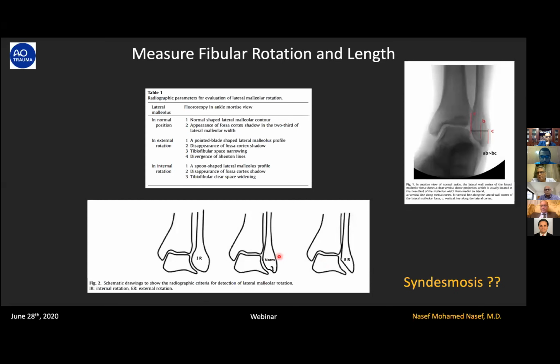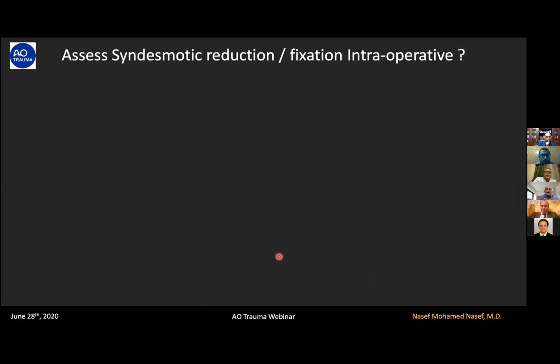And okay, so now we know the fibula, rotation and length. What about the syndesmosis? How can I assess the syndesmotic reduction and fixation intra-op? And this is always a question for us foot and ankle guys. How much is enough? How much should I tighten that screw? How much should I tighten that tightrope? Panel? Dr. Ahmed, Mokhtar, Ossama? Is there a way that we know of to know that the syndesmosis is reduced?